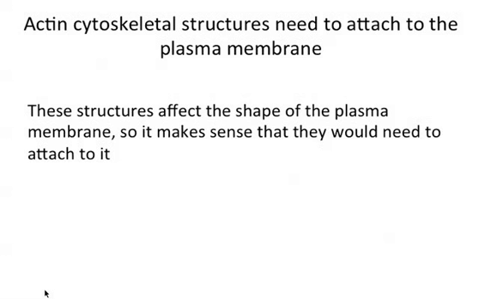Right, so actin cytoskeletal structures need to attach to the plasma membrane. It affects the shape of the plasma membrane, so it makes sense that they would need to attach to it, right? How are you going to affect the shape of the plasma membrane if you're not attached to it? You're not going to. If I don't have my finger up against my shirt, it won't move. It's not going to just randomly start moving.